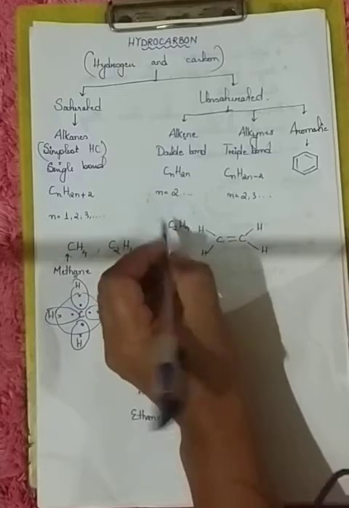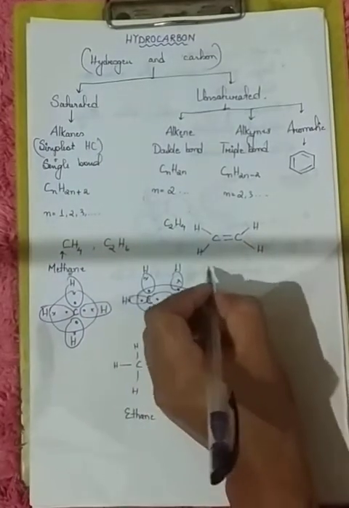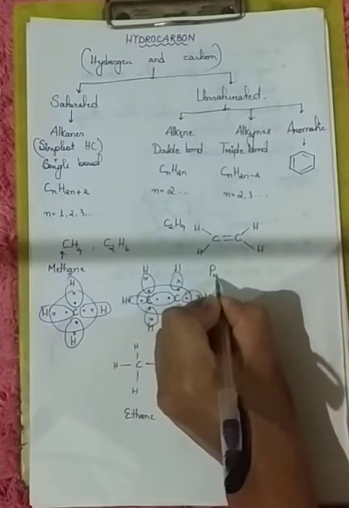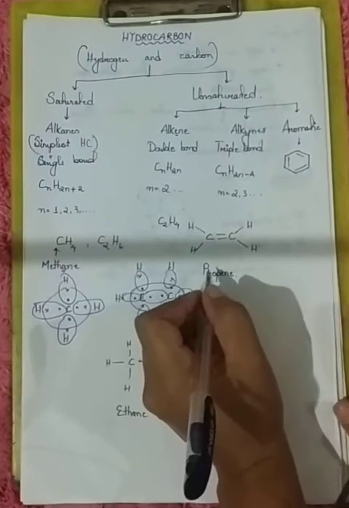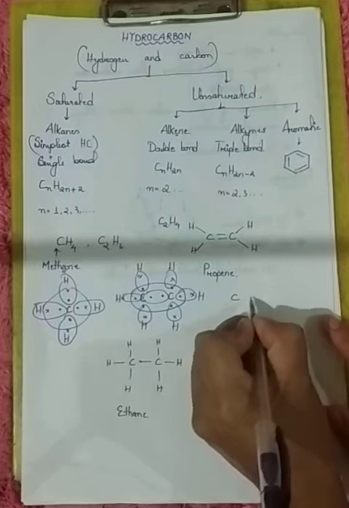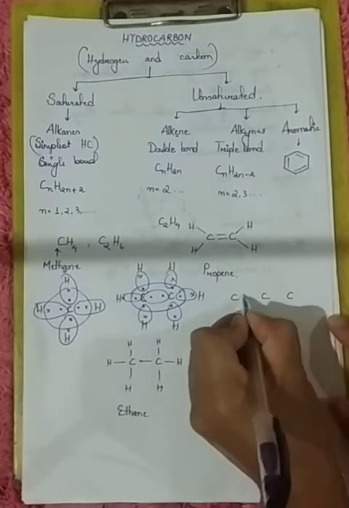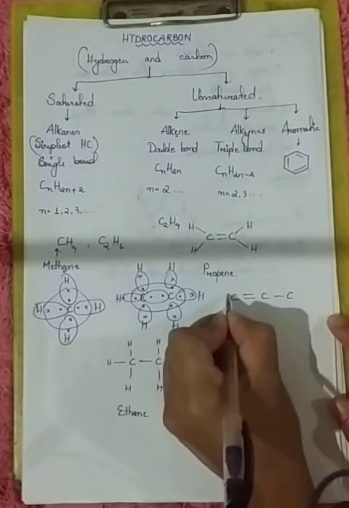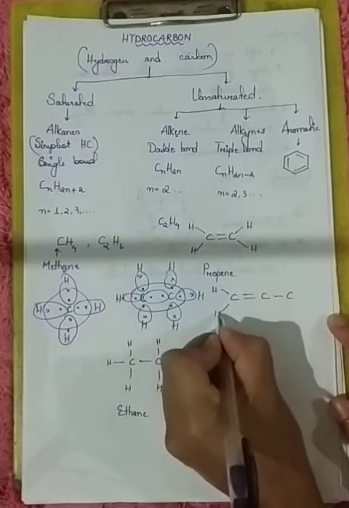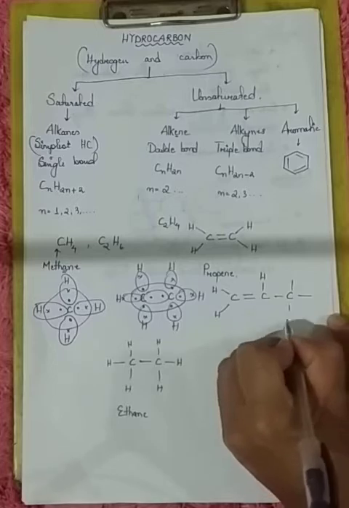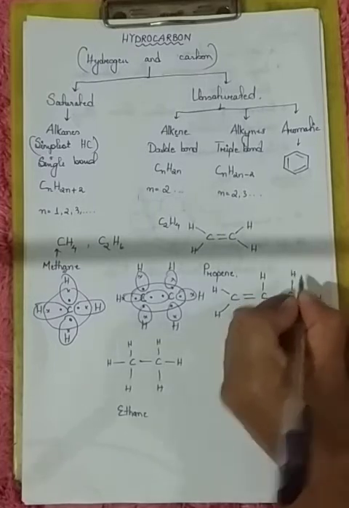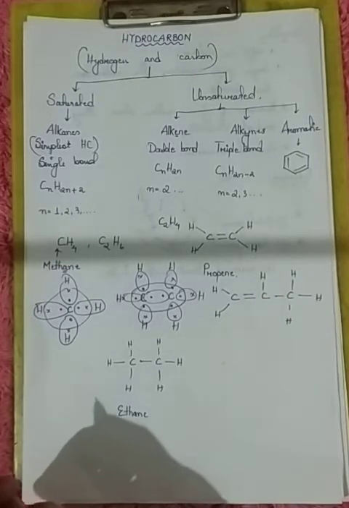We can also have 3 carbon atoms, which is known as propene. In propene, we have 3 carbon atoms, 1, 2, 3, with a double bond and then a single bond, fulfilling the tetravalency of carbon atoms, with 1, 2, 3, 4, 5, 6 hydrogen atoms. This is our propene molecule.